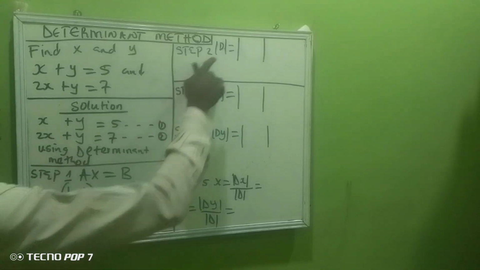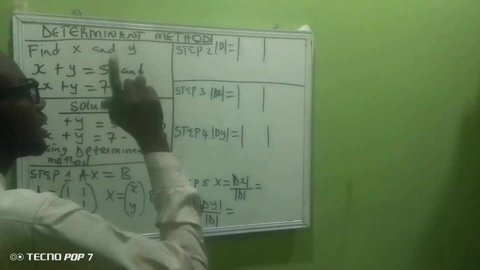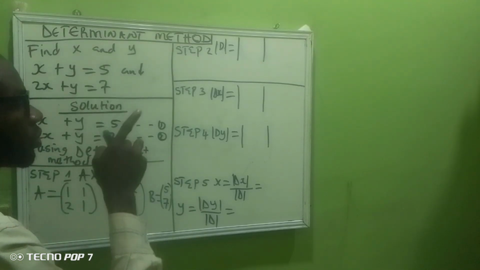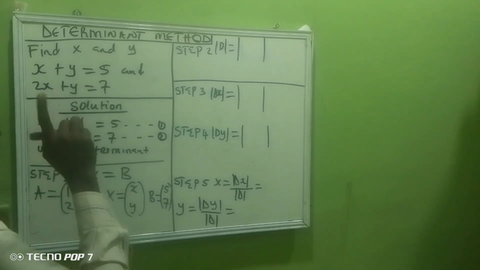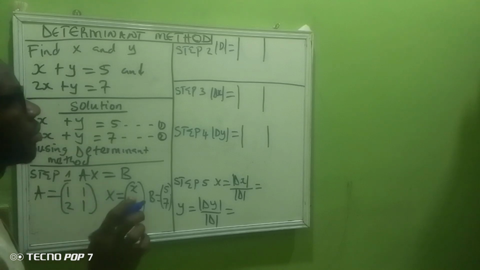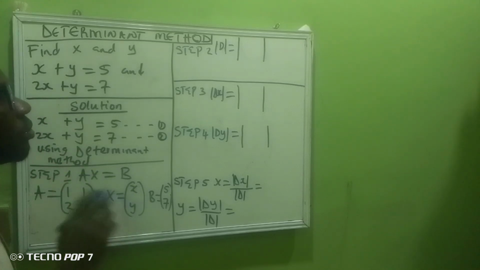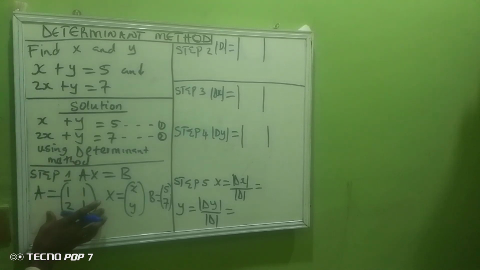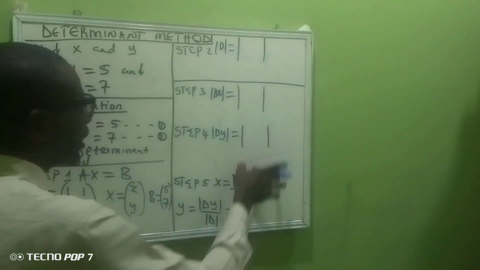The next step is for us to find the determinant. And the determinant must not be equal to 0. Any determinant that equals 0 in a simultaneous equation means that there is no solution to that question. The determinant cannot be 0, and if the determinant is equal to 0, no solution. How can we get our determinant? We are going to use this matrix to get our determinant. This is the sign of determinant.